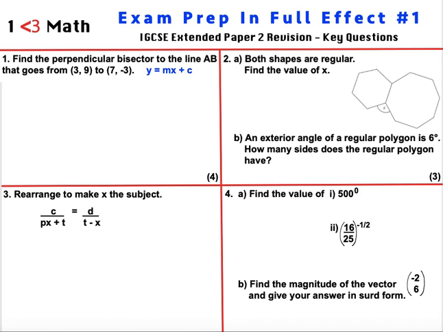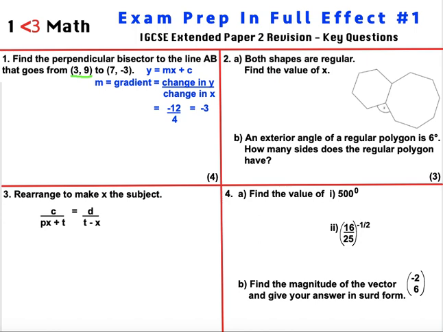In this case, the gradient is the change in y divided by the change in x. So we're going to pick a pair of coordinates. x is 3, y is 9. We're going to find the change in y divided by the change in x. So the y value goes from 9 to minus 3, so that's minus 12. The x value goes from 3 to 7, so that's 4. So consequently, our gradient is minus 12 divided by 4, which is minus 3.